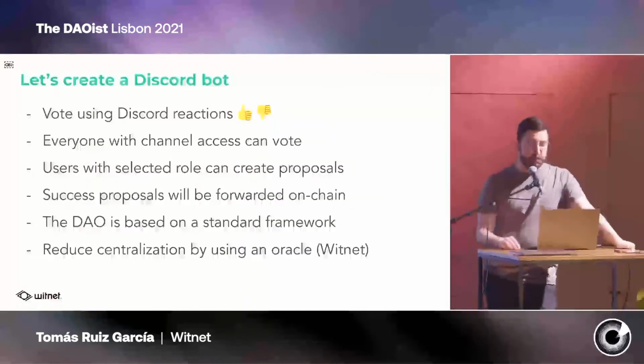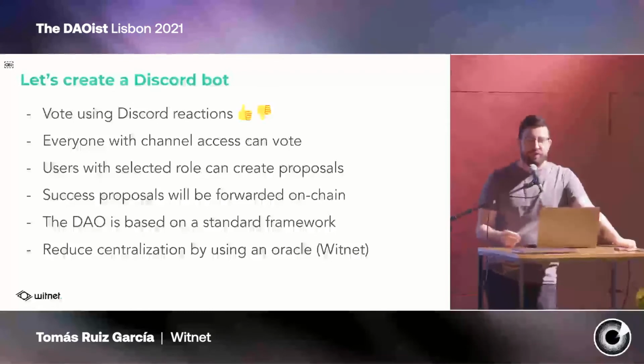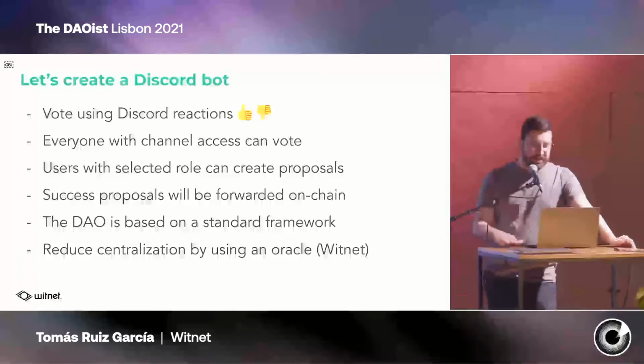So we have created a Discord vote, and you can vote using Discord reactions, using thumbs up and thumbs down emojis. And everyone who has access to the channel is going to be able to vote. So it's ideal that you are voting directly where the discussion is happening. Also, when you initialize the vote, you can specify which role will be able to create proposals. So in the middle of the discussion, anyone can create the proposal directly. And for this use case, we are going to use Aragon Govern.